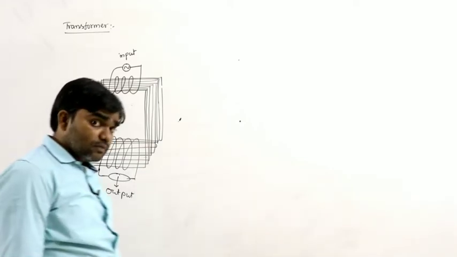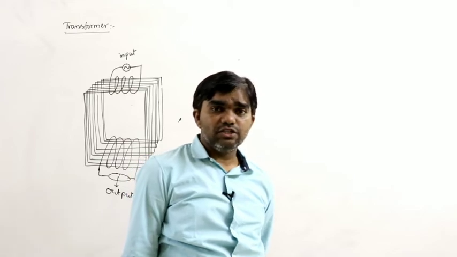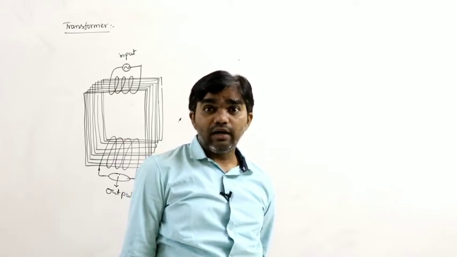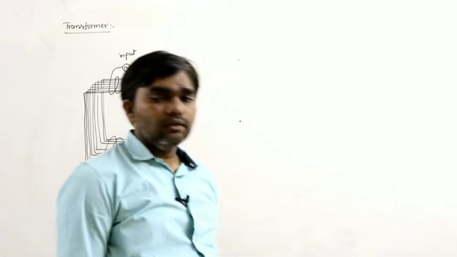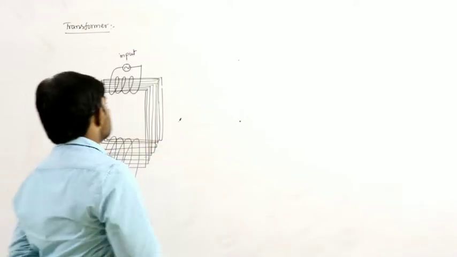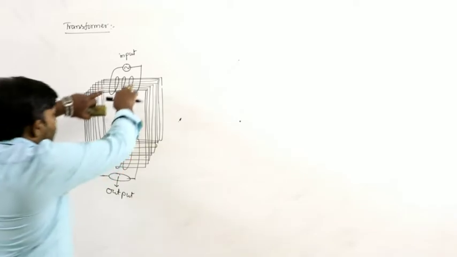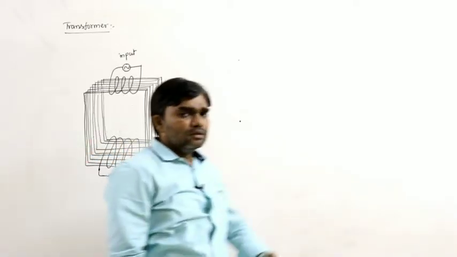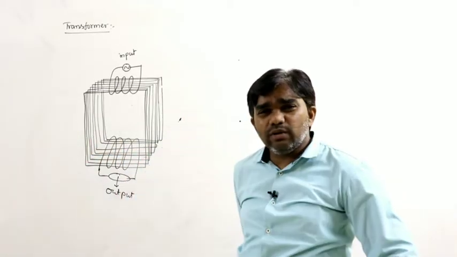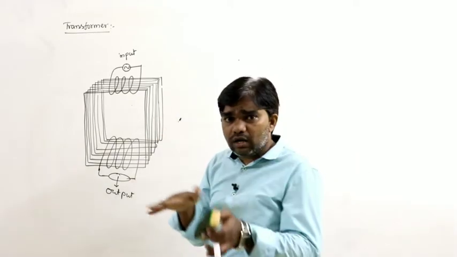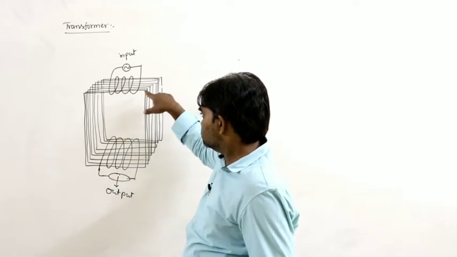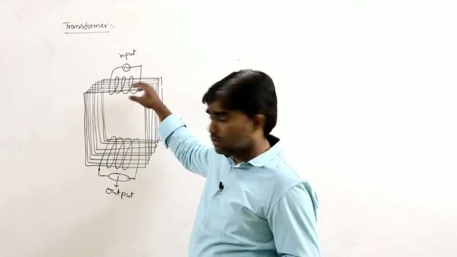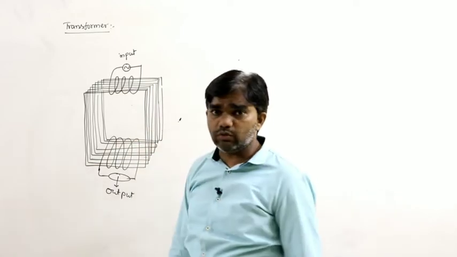And one more thing, transformer only works on AC, it does not work on DC. Transformer works only on alternating currents. For DC currents, transformer does not work. So this is the input and output. Here all these coils are isolated, that means all the coils have an insulated coating.